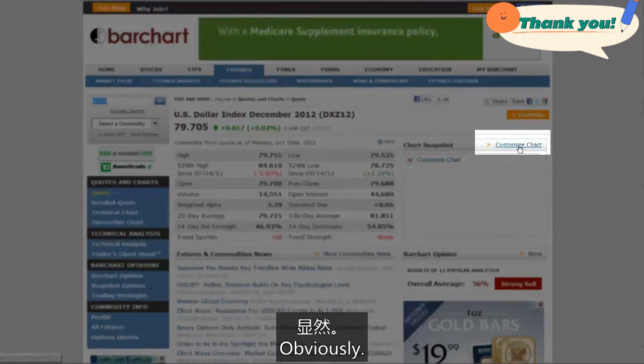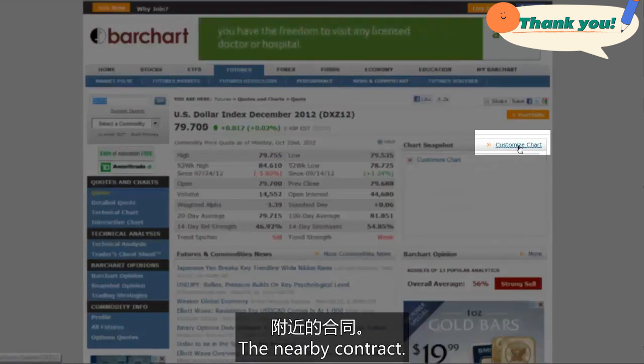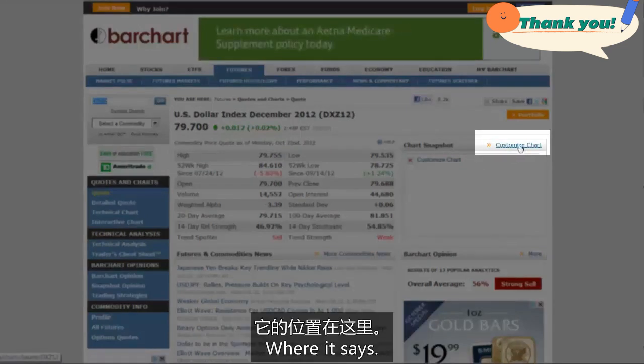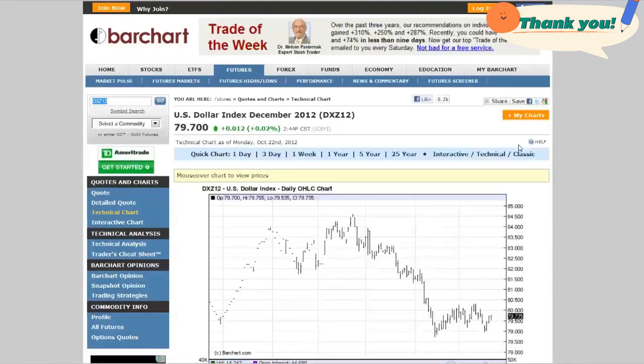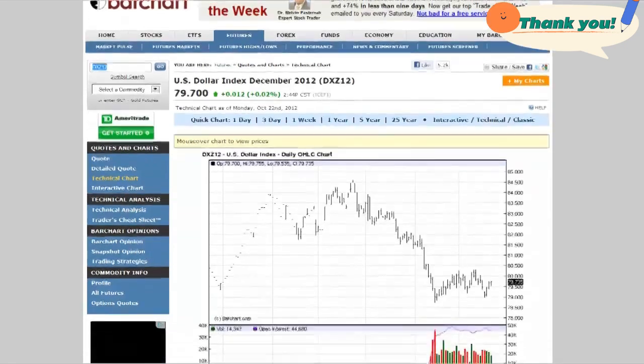It'll obviously depend upon what time of the year you're trading and looking at the resource. It'll be a different month, but you just want to choose the top one because that's going to be the nearby contract. Then go to this area here where it says customized chart. Click that tab, and then it'll open up a window that gives you a chart like this.